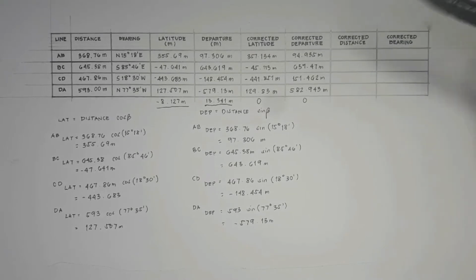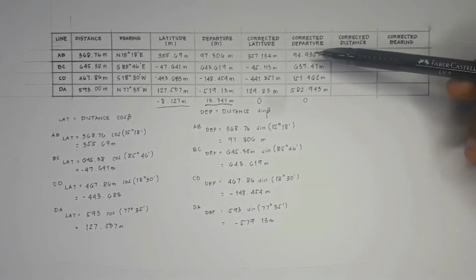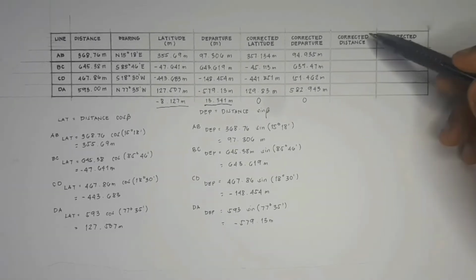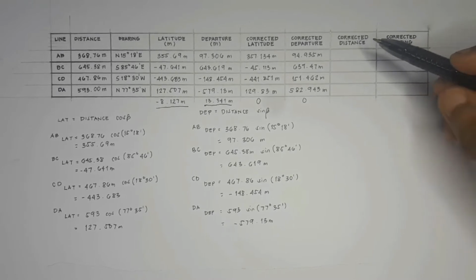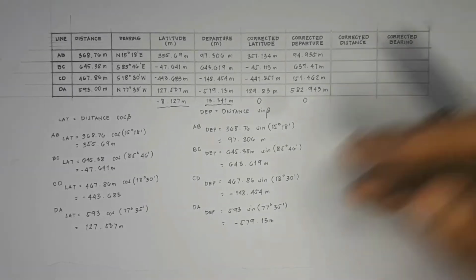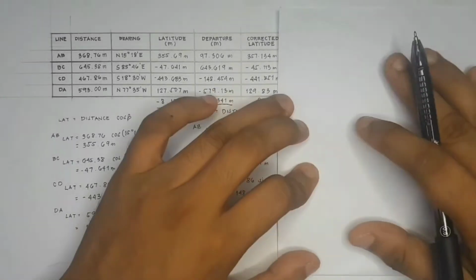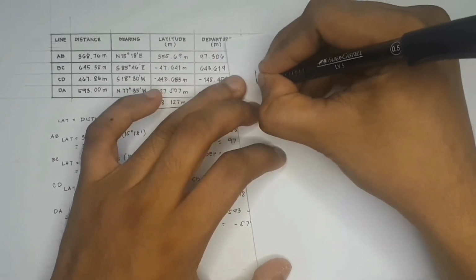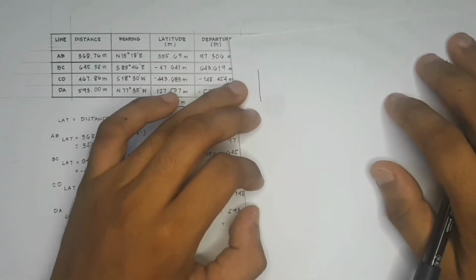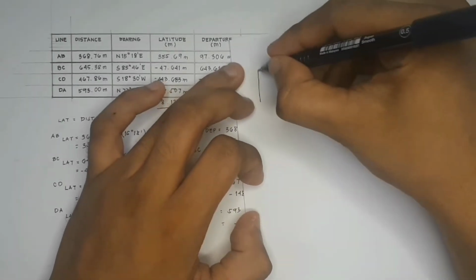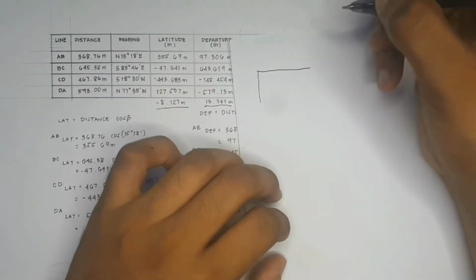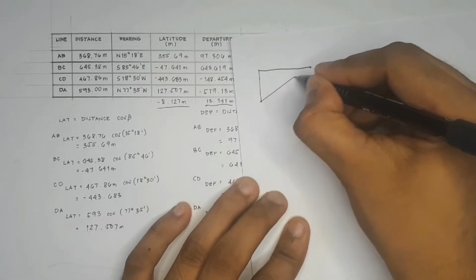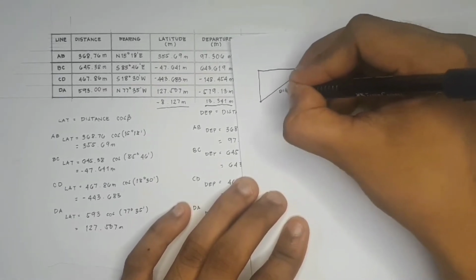Now that we have the corrected latitude and departure, we can compute for the corrected distance by using the Pythagorean theorem. How are we going to do that? If we have a value of latitude, which we know is the vertical line, and we have the value of departure, which is horizontal, our distance is from this point to this point.